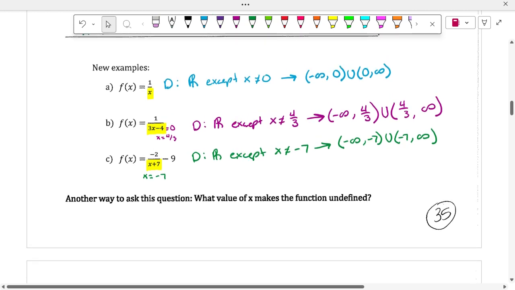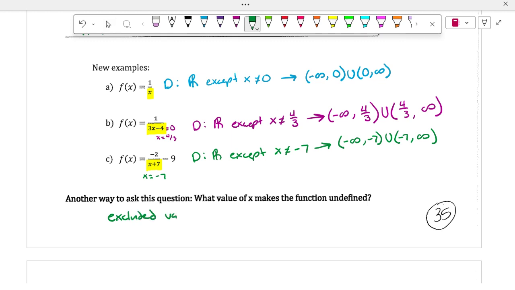All right, so in other words, to ask this question: what value of x makes the function undefined? We call these excluded values. And there can be more than one.